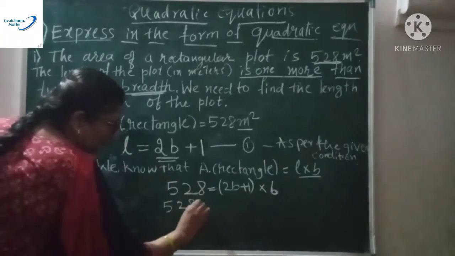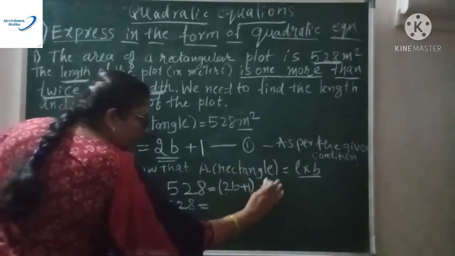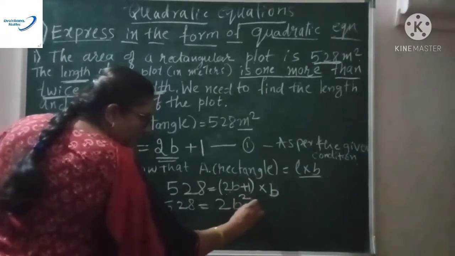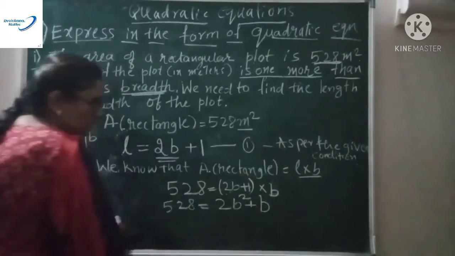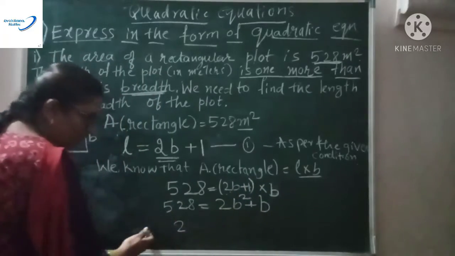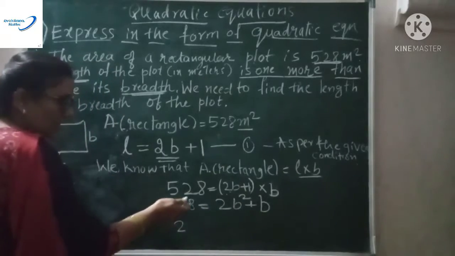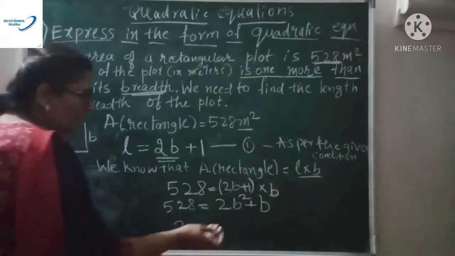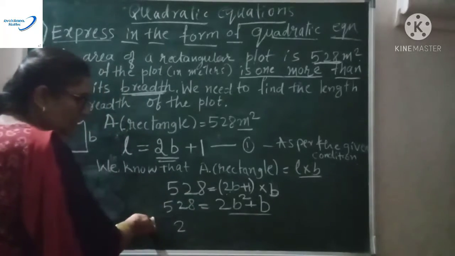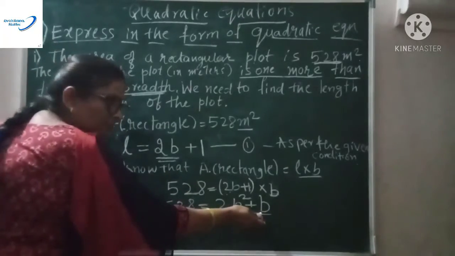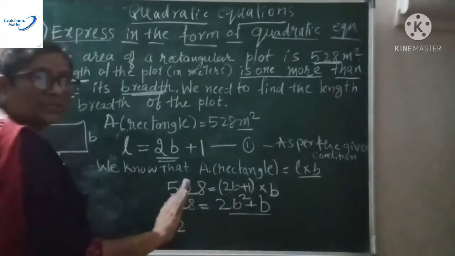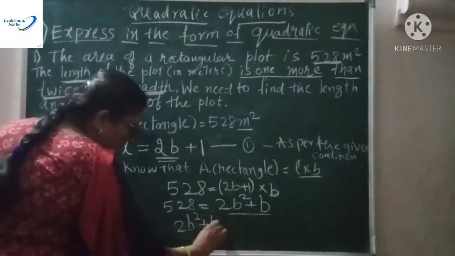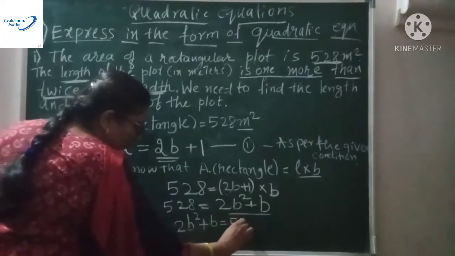528, you can simplify this as 2B into B, plus 1 into B. So how do we write this? I am transferring RHS to LHS and LHS to RHS. In this case there is no change in sign, because we are writing the full term and all the terms on this side. Because of that, no change in sign. So what are we getting here? 2b square plus b is equal to 528.